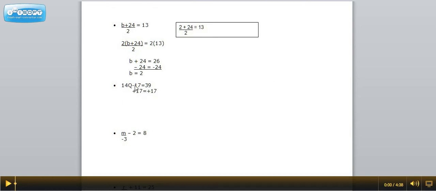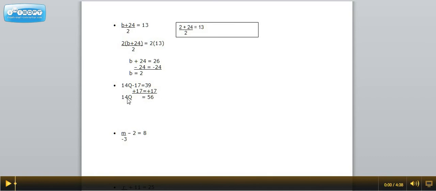So in order to get rid of minus 17, I need to add 17. Say it with me. What I do to one side, I have to do to the other. Bring down my 14q. That cancels out. Add my 17, so I'm left with 14q equals 56.